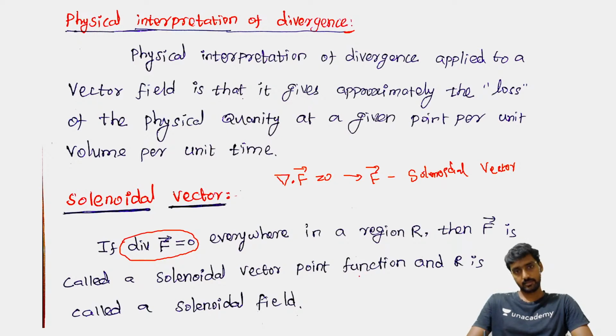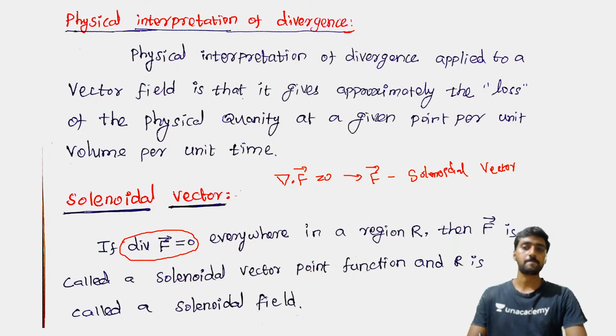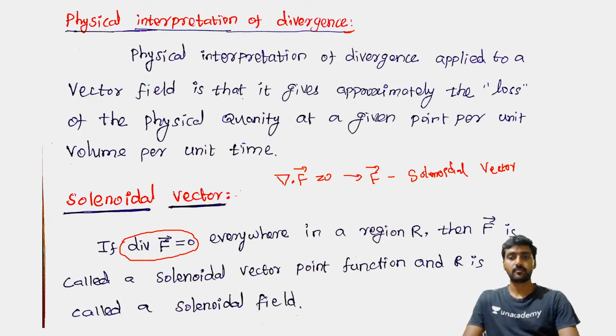It's called as solenoidal vector. Is it okay now? Okay, next one.